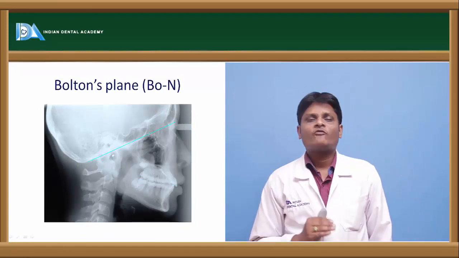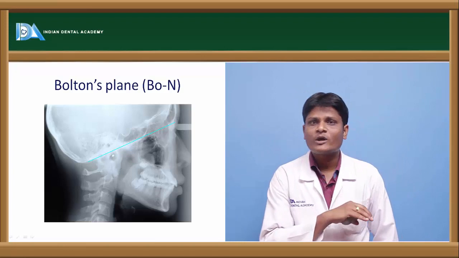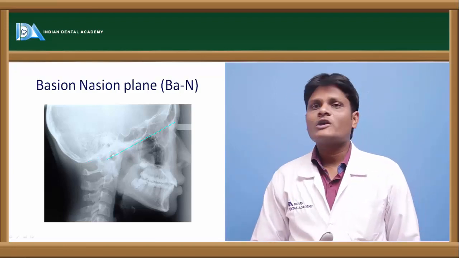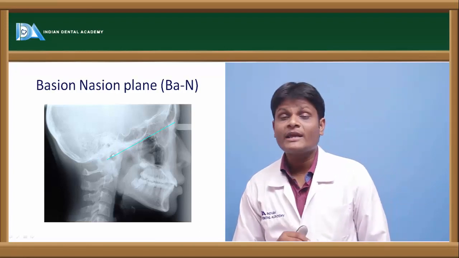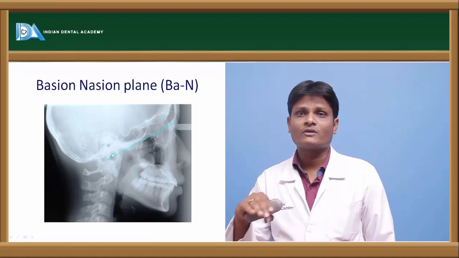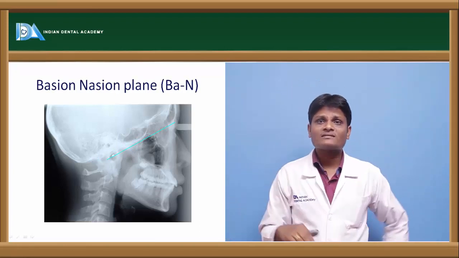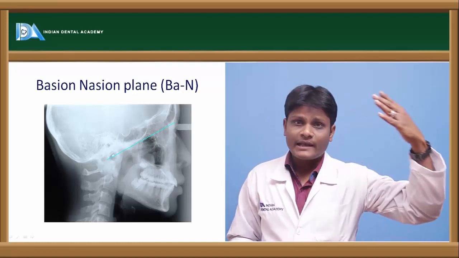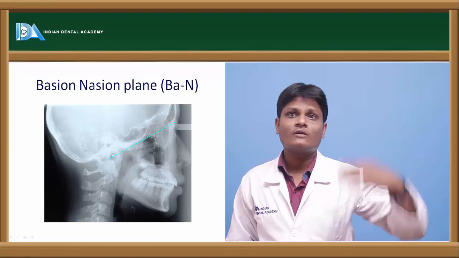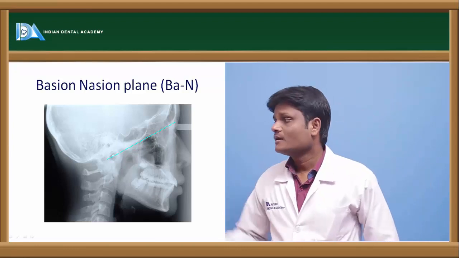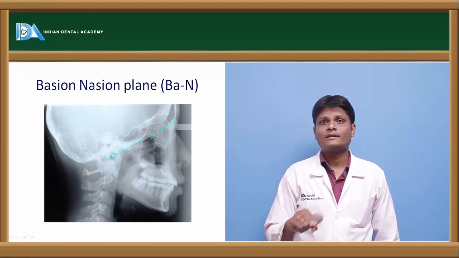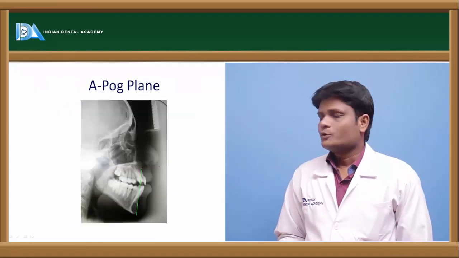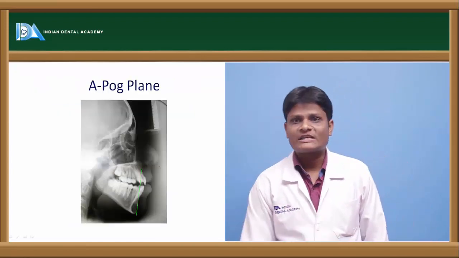Bolton's plane is the plane formed by joining the Bolton point with the nasion. Basion-nasion is the plane formed by joining the basion with the nasion. The basion-nasion plane marks the length of the cranial base, whereas sella-nasion marks the length of the anterior cranial base. Here, basion-nasion marks the length of the entire cranial base. Those were horizontal reference planes.